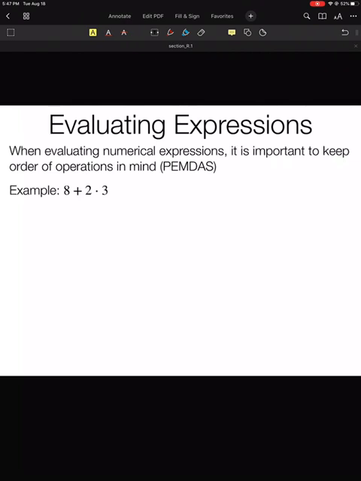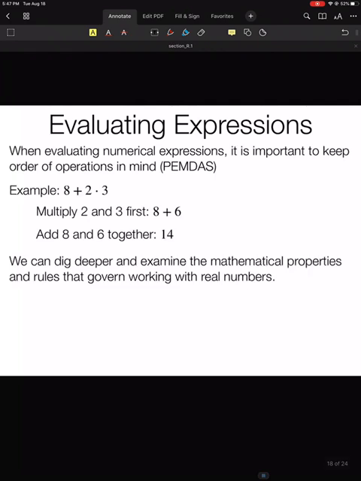So how would we evaluate 8 plus 2 times 3? Well, the first thing that you have to do is look for parentheses. No. Exponents? No. Multiplication? Yes. So you multiply 2 and 3 first, and that gets you to the expression 8 plus 6, and then you add 8 and 6 together to get 14. Okay, great. If that was the whole class, I bet we'd all be happy and go home with A's.